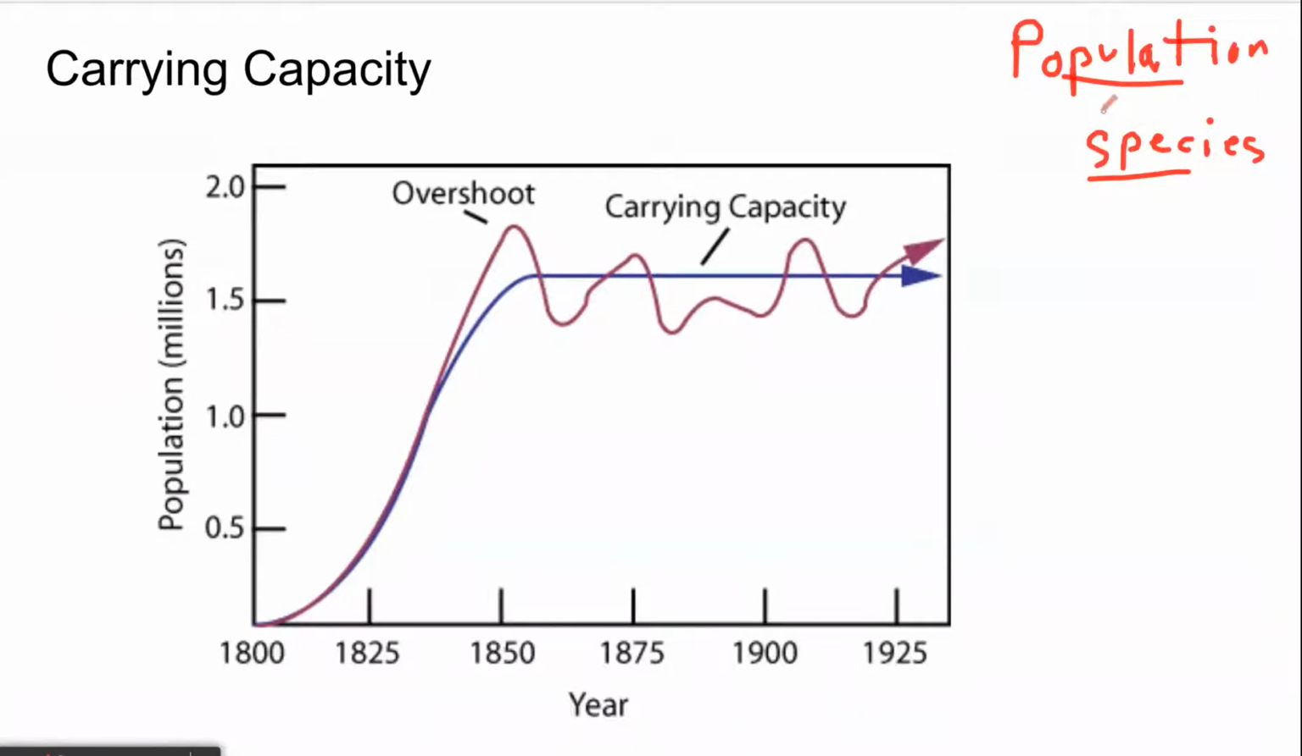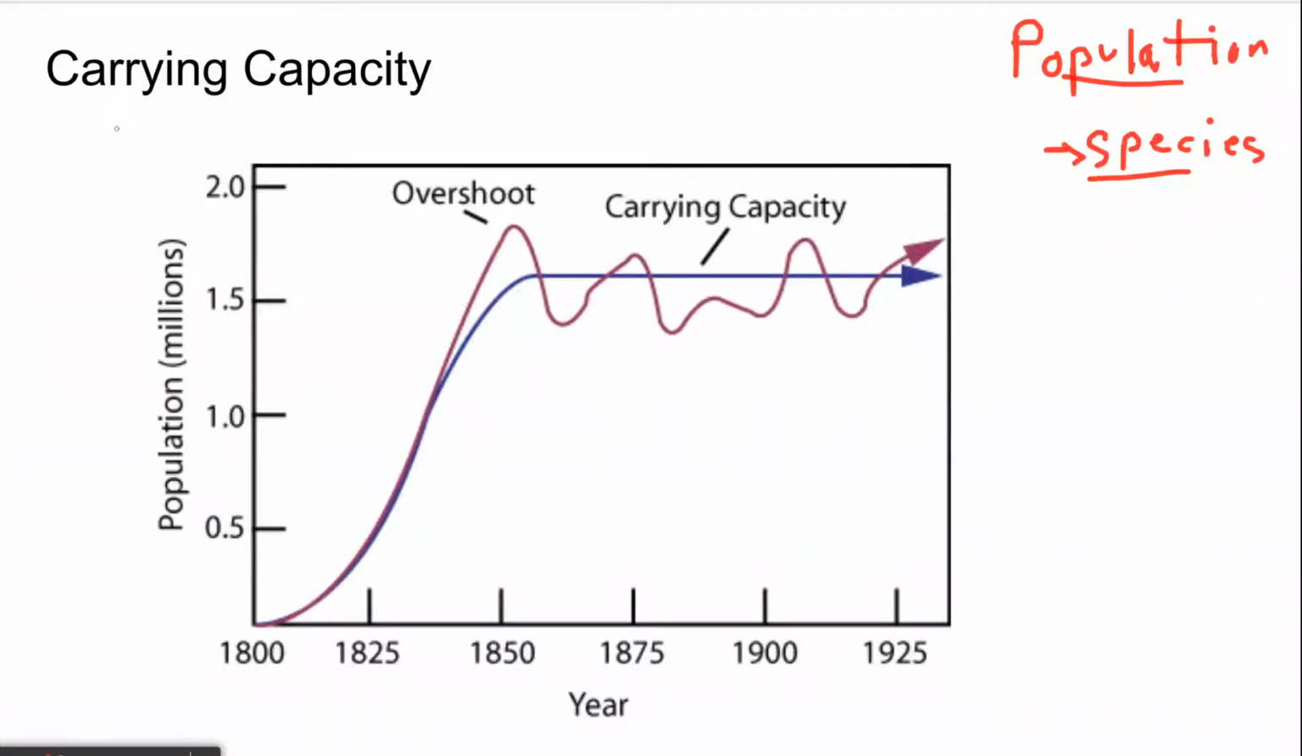Now, if we want to talk about the entire ecosystem, that would be something a little different. But carrying capacity is just talking about a single species in an area. And we can also think about carrying capacity as being a small area or a large area. As in my example of the carrying capacity of Earth for humans, can we sustain 8 billion people? Or I could just talk about the carrying capacity of a smaller area.